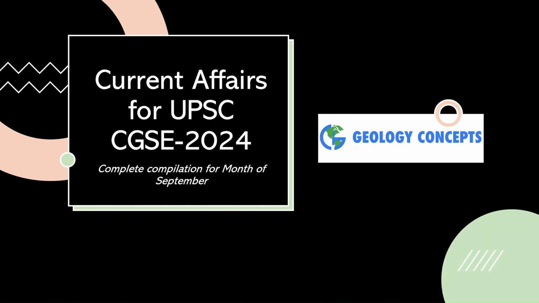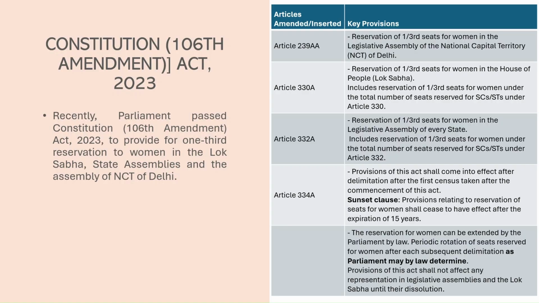In today's episode, we will cover the latest developments for the month of September. So let's get started. The first topic is the 106th Constitutional Amendment Act of 2023. Let's discuss the key provisions that shape the landscape of women's representation in our democratic institutions, right?